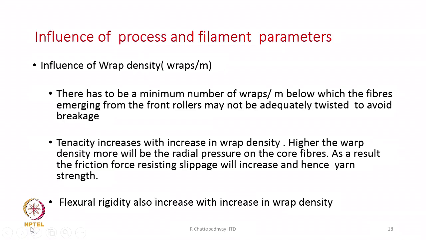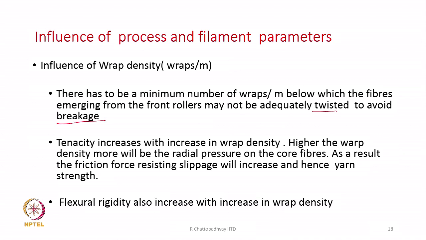The influence of process and filament parameters we will discuss. A lot of research work also has been done. I will only discuss two important parameters. One is the influence of wrap density, that is the wraps per meter or wraps per inch, whatever we say. There has to be a minimum number of wraps per meter below which the fibers emerging from the front roller may not be adequately twisted to avoid breakage.